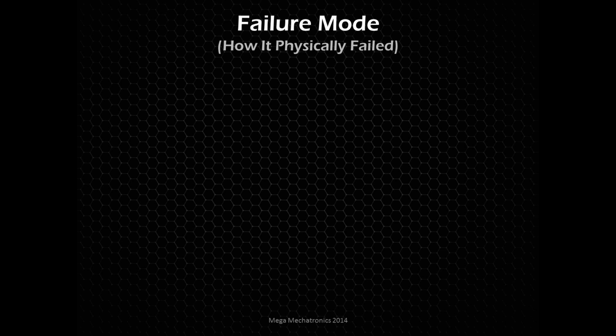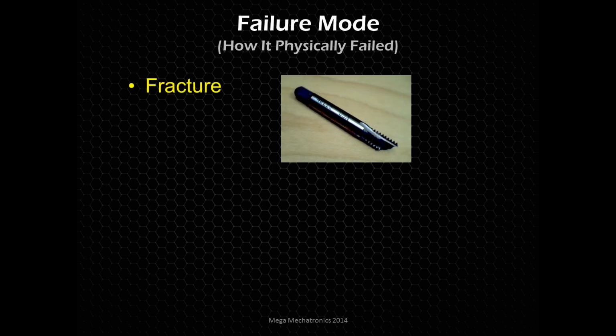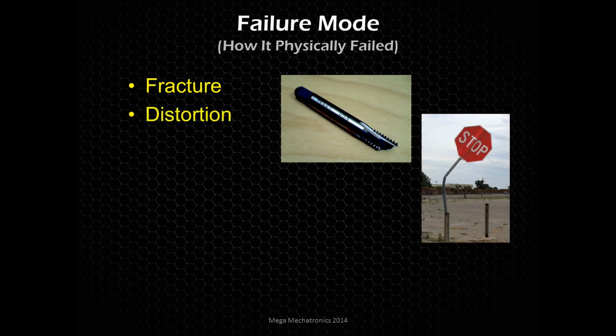So the failure mode, that is how it physically fails. What happened? We're not saying how, we're looking at the actual failure of whatever broke. An example is a fracture. You can easily see this tap just broke off right there. Whether it was over-torqued, it got stuck, someone was abusing it, or someone was bending on it while turning it. So fracture is very common, and these other things typically lead to a fracture.